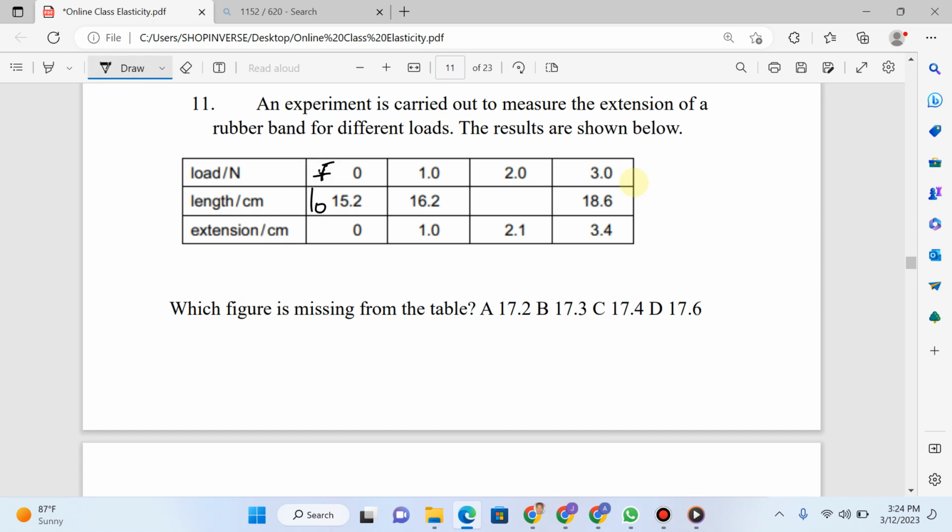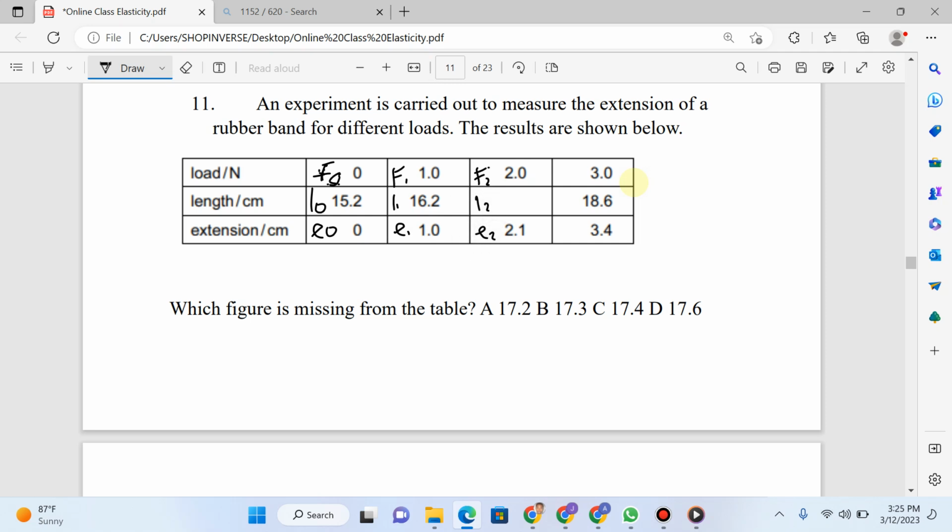This is the no load, that's force of 0 Newton. And this is the extension of 0, that's when no load is applied. So this is first force of 1.0 Newton, the first length, that's the new length, and this is the first extension. This is second force of 2 Newton, this is the second length, and this is second extension.